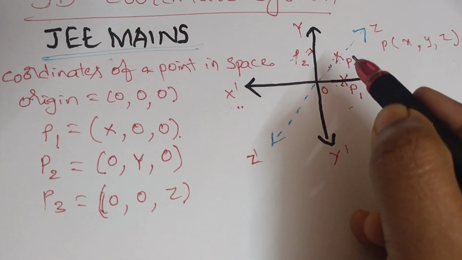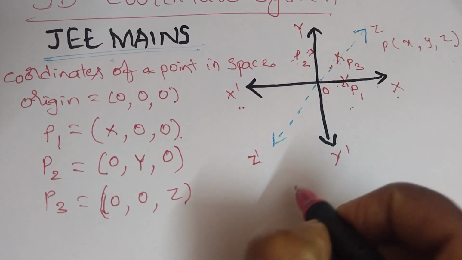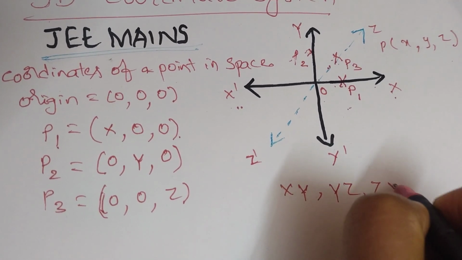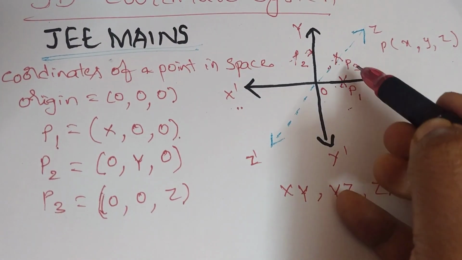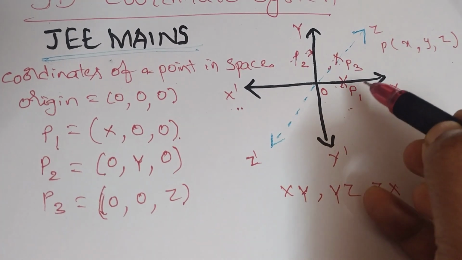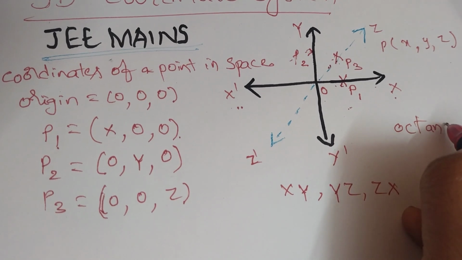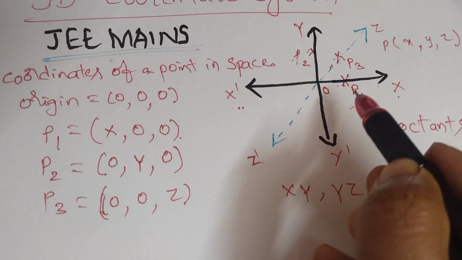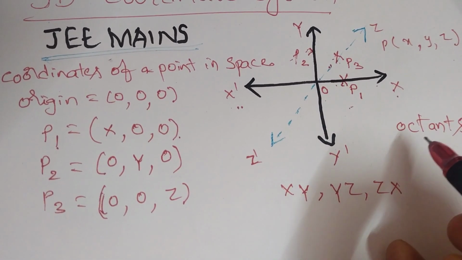Now tell me, what are the coordinate planes in this? How many? We have 3 coordinate planes. What are those? XY plane, YZ plane, ZX plane. These 3 coordinate planes divide the space into 8 equal parts. These equal parts are called octants. So these planes divide the space equally into 8 parts, that is, octants.